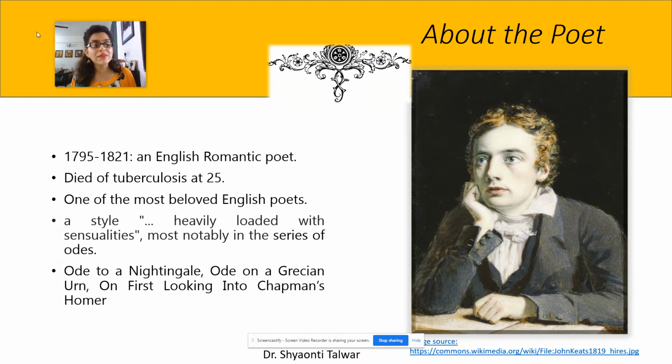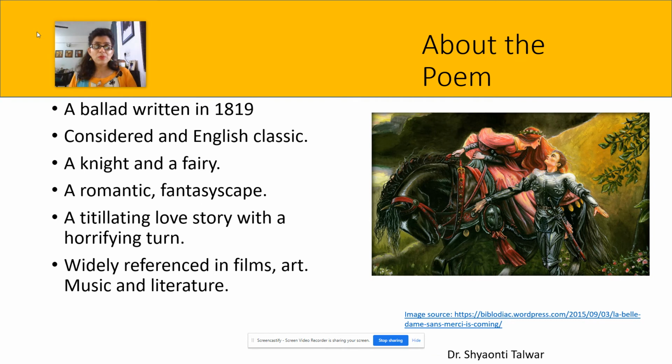Ode on a Grecian Urn. Now, this Grecian urn is a work of art, and Keats is writing a poem on this work of art. So, these are some of his better known works. And the current poem, which we are going to study, is a ballad. It belongs to the genre of the ballad form.